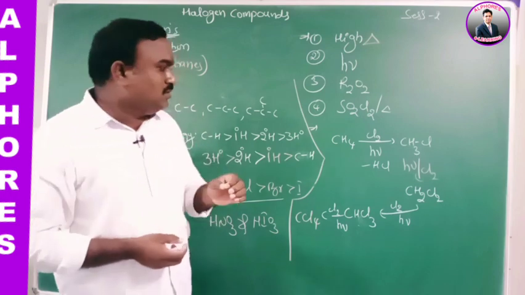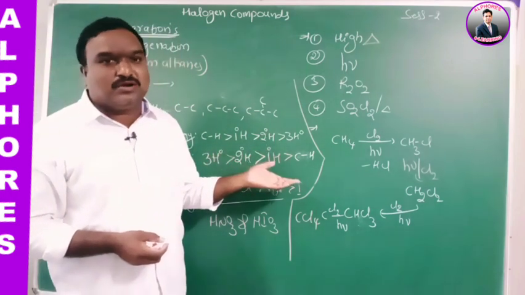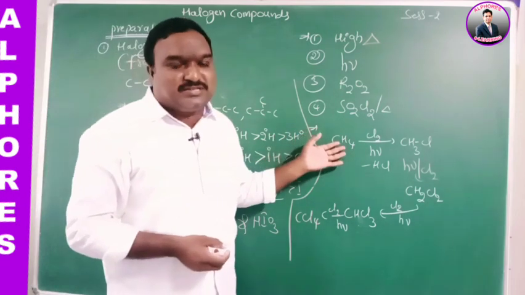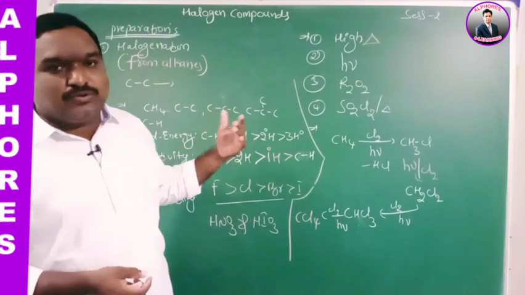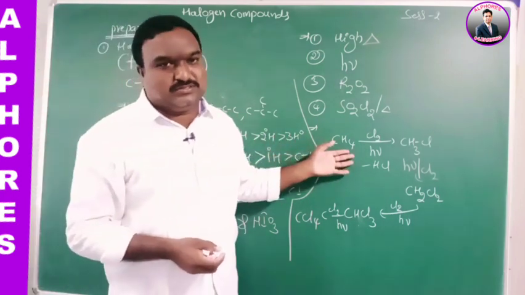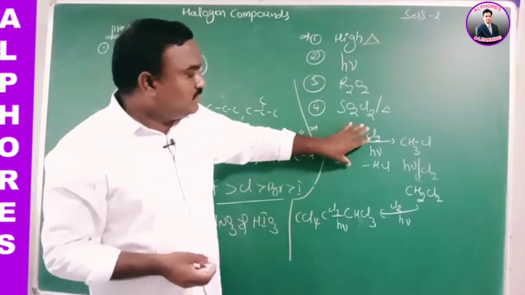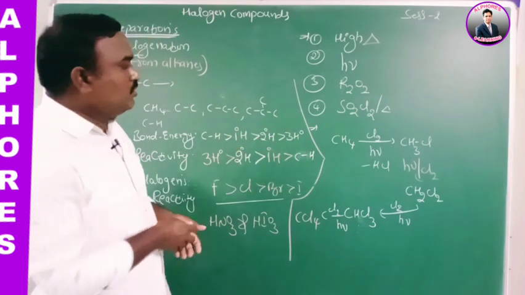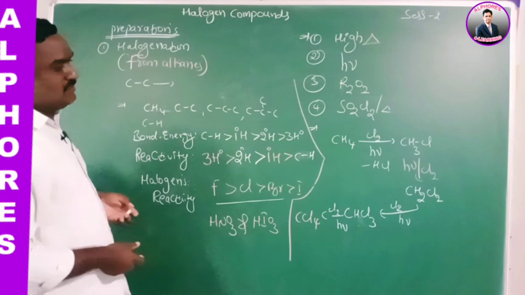However, this method is important commercially. Why? Because halogens are available in large amounts in petroleum and natural gas. It is a commercially important method, but it is not suitable as a laboratory method. So many compounds are formed in this case.